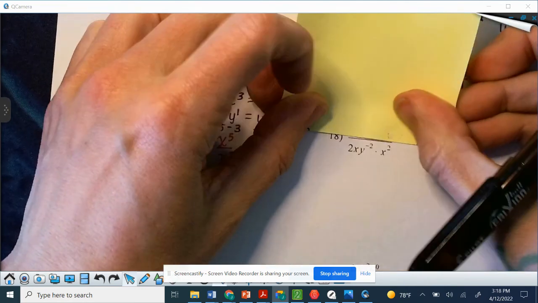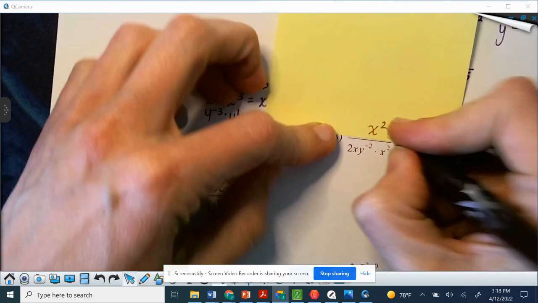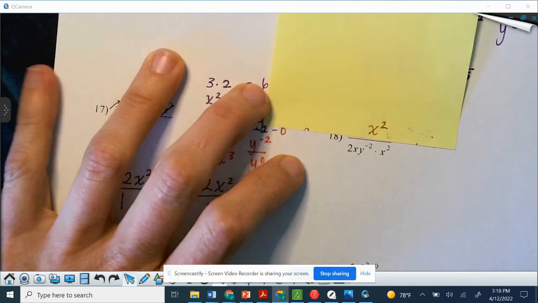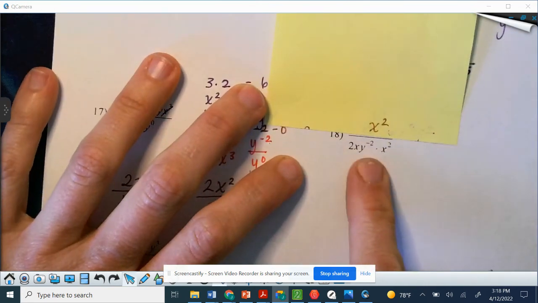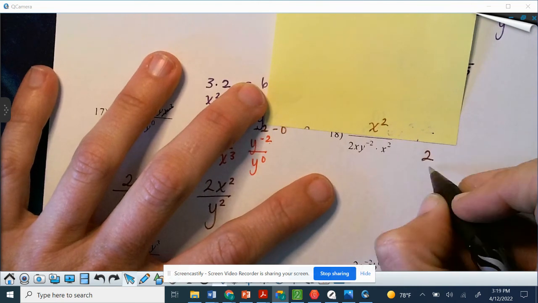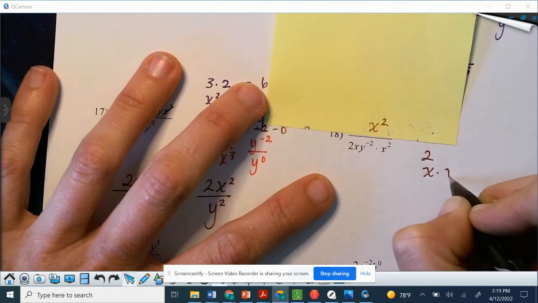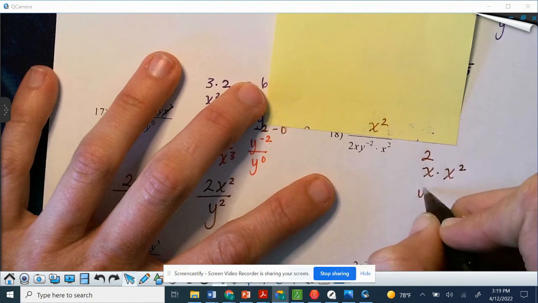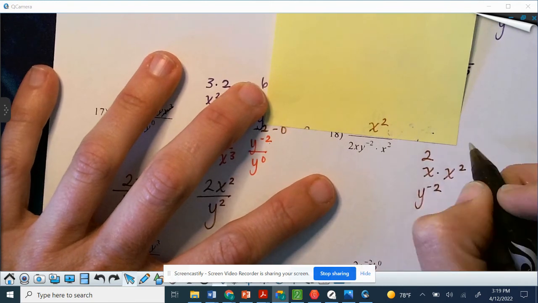If you want to write it there, we can to hold on to it. But we're still going to ignore the top because we have a little more cleaning up to do at the bottom because there is a multiplication there. So I have 2. There's not another whole number. I have x times x squared. And then I have y negative 2. 2 is going to stay the same.